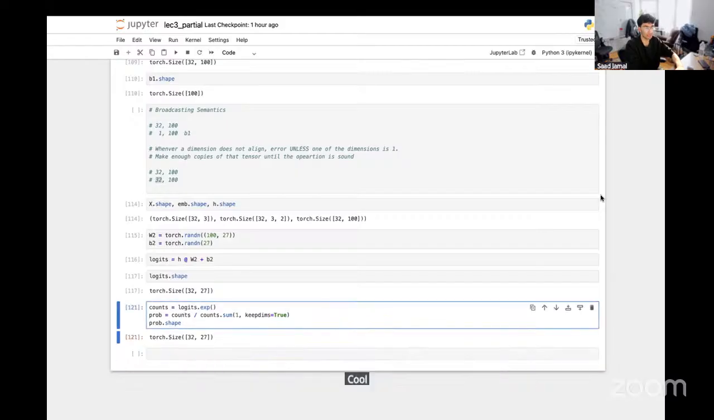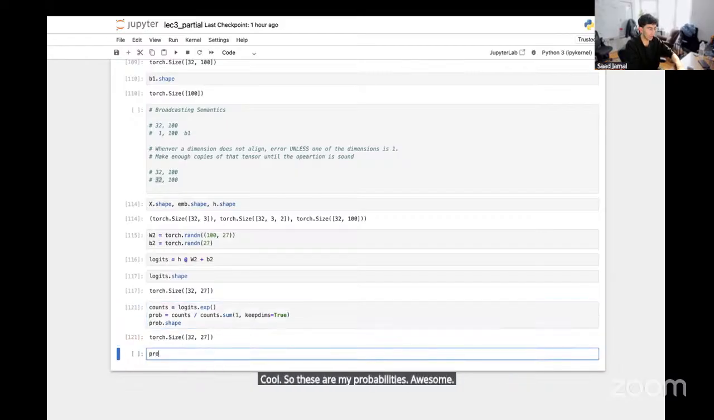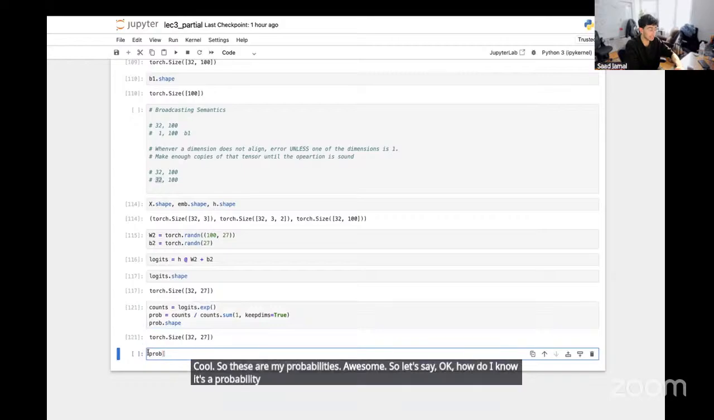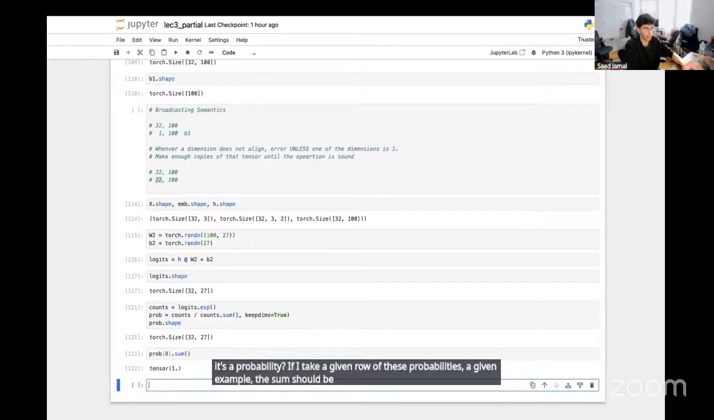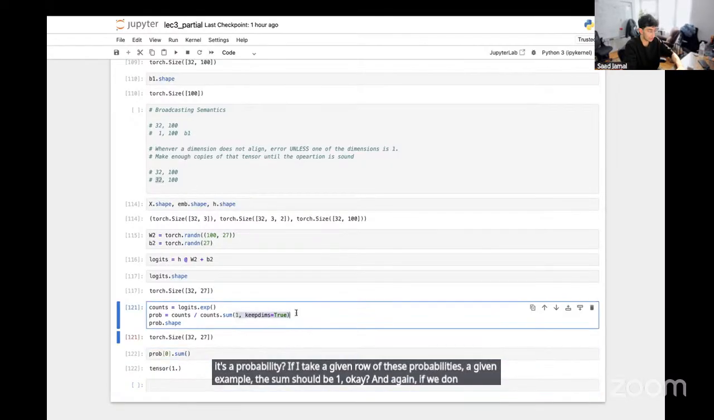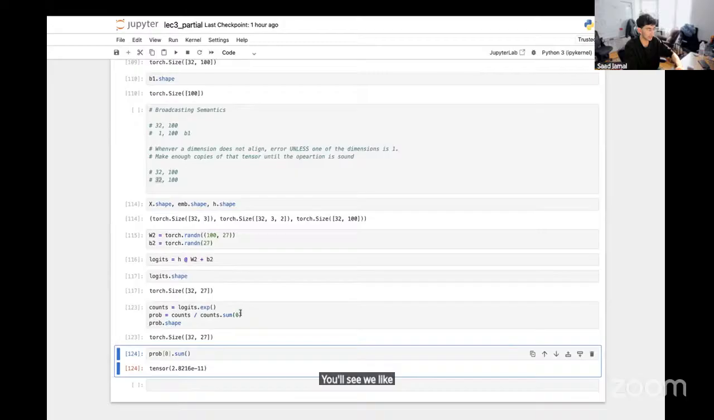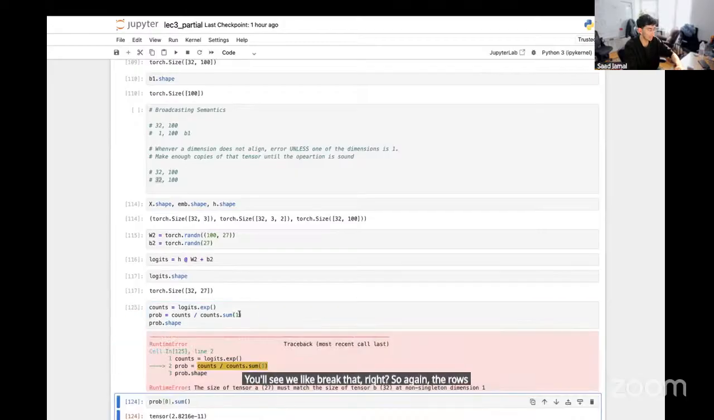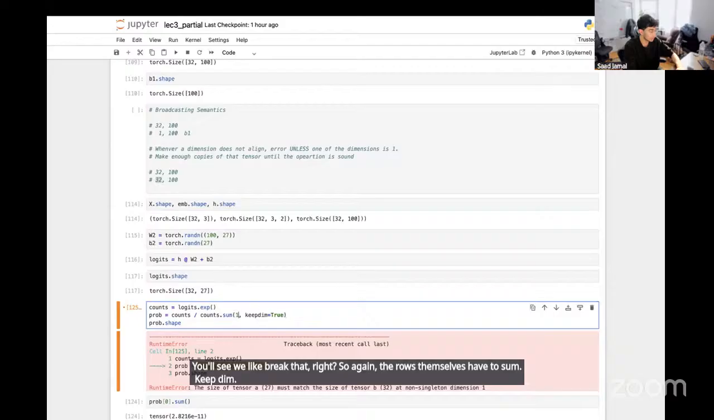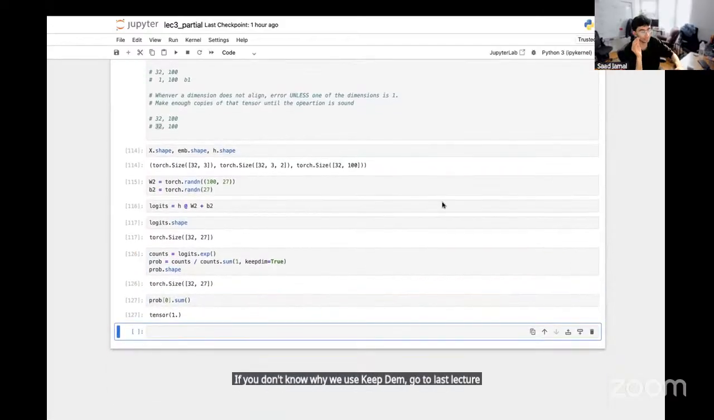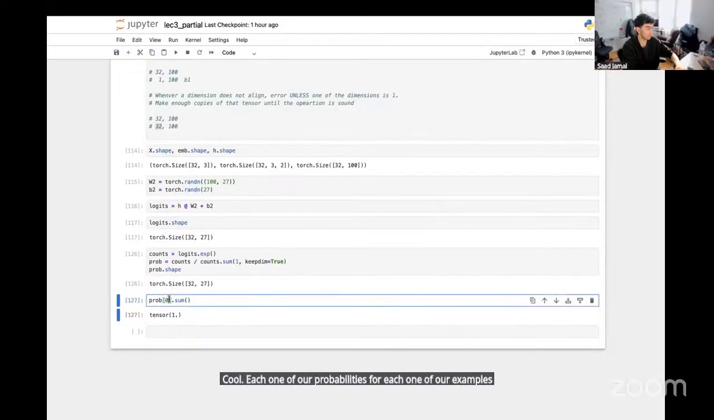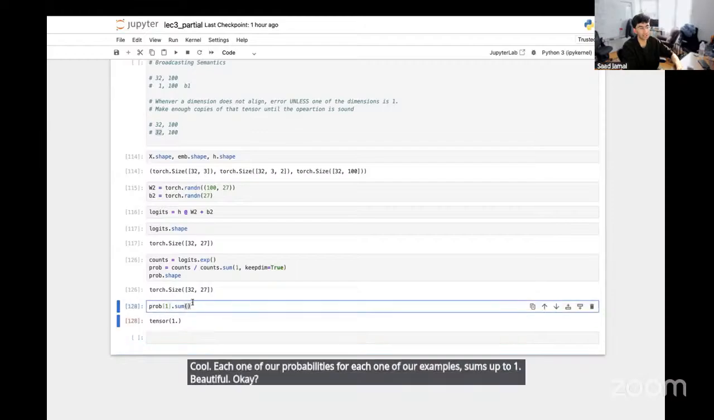Cool. So these are my probabilities. Awesome. So okay, how do I know it's a probability? If I take a given row of these probabilities, a given example, the sum should be 1. And again, if we don't do row-wise sum and we do column-wise sum, you'll see we break that, right? So the rows themselves have to sum to 1. Keepdim: if you don't know why we use keepdim, go to the last lecture and we explain it there. Cool. Each one of our probabilities for each one of our examples sums up to 1. Beautiful. Okay. The probabilities are all wrong because we haven't trained our model yet, but we do have probabilities.